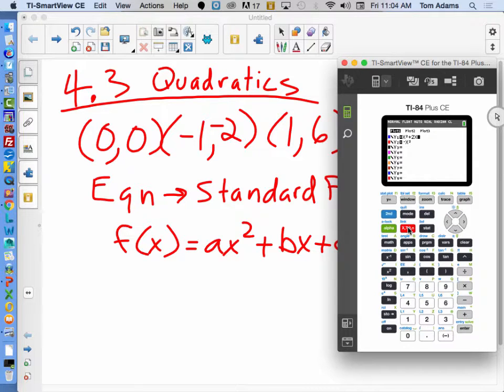So that's 2x, and then I'll just say plus 0 for now. We'll do one thing at a time. So see what I have? I have x squared plus 2x plus 0. Hit enter. Pretty close. And see how that moves it over? See how we're getting close to it?